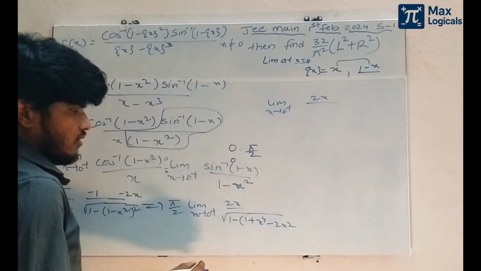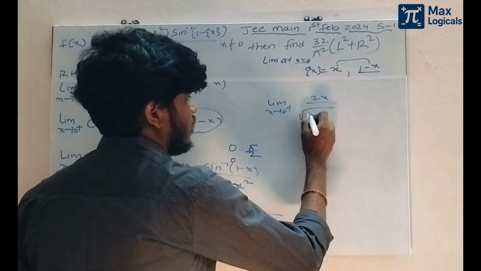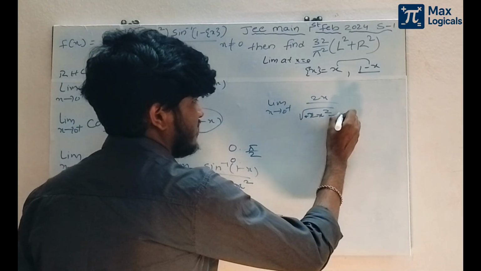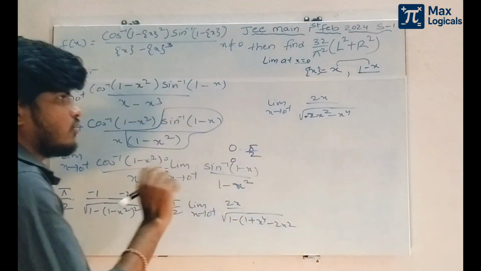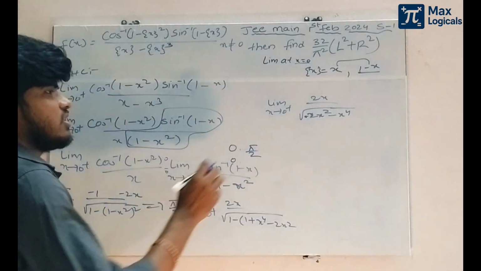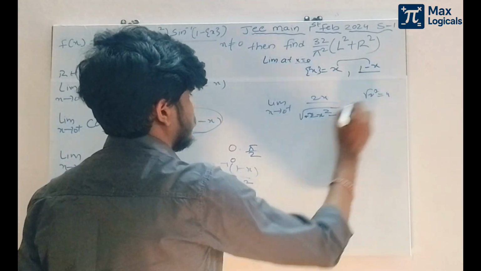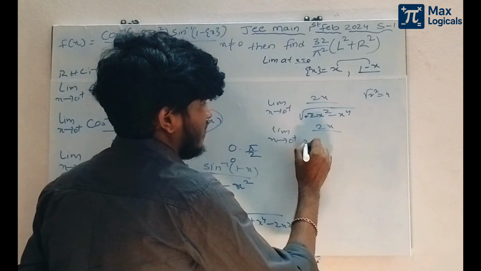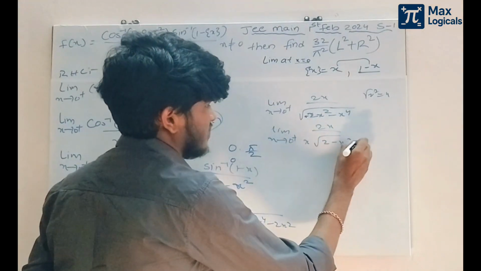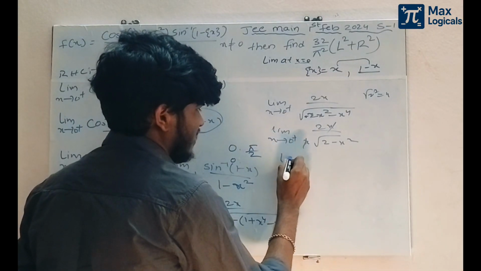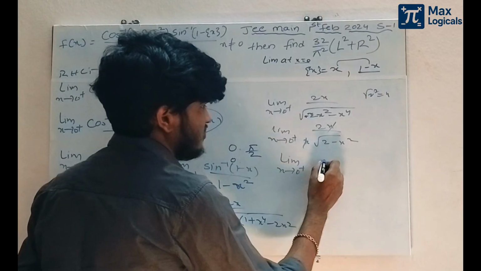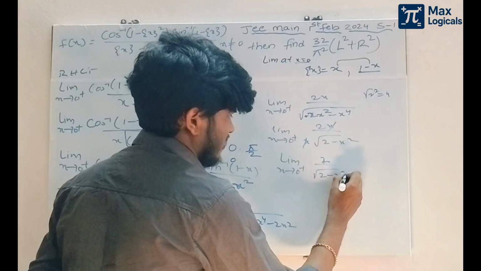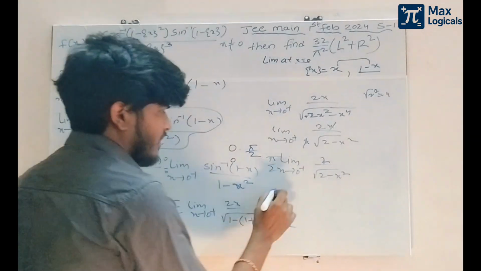The limit of 2x by square root of 2x square minus x power 4. In the denominator we take x square common. The square root of x square is x. Now the limit as x tends to 0 plus of 2x by x times square root of 2 minus x square, and x and x are cancelled. The limit is 2 by square root of 2 minus x square, into pi by 2, that is pi by 2.